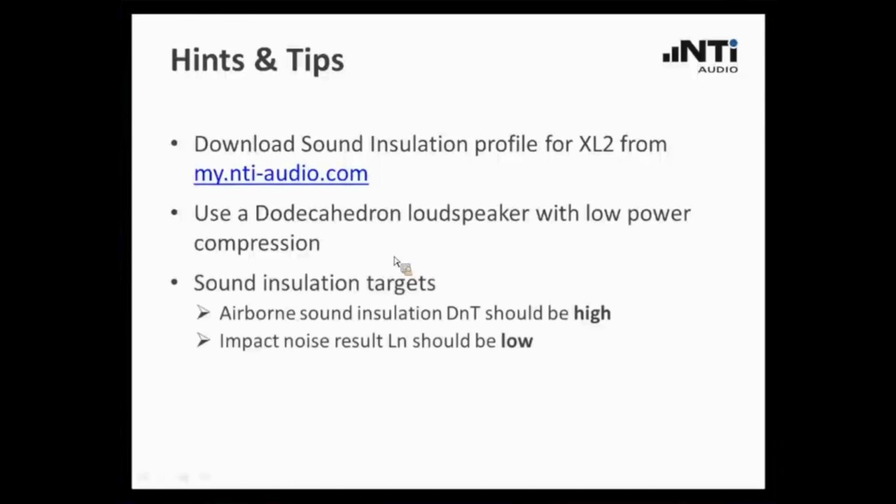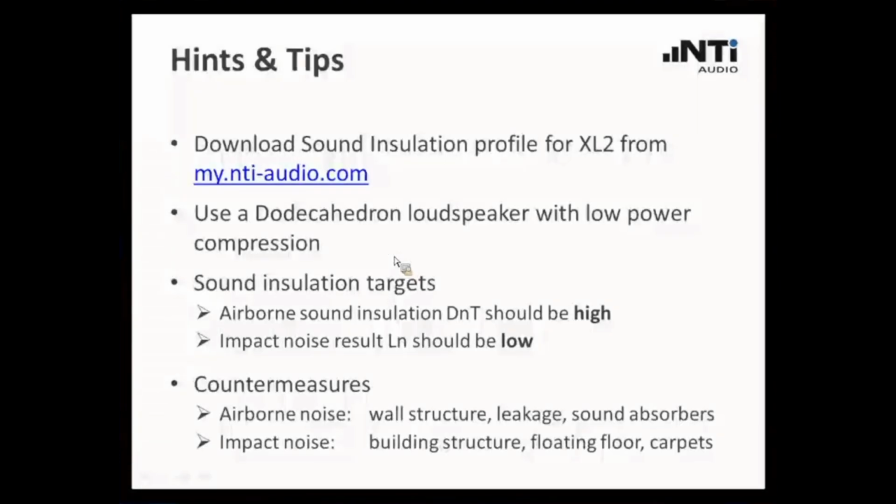Well, what are the targets you're looking for? First of all, airborne sound: the higher the result, the better. So a high airborne sound insulation result indicates that you have a good insulation between the two rooms. With impact noise, it's just the opposite. Here, a low result is what you're looking for, because a low impact noise result means a good insulation between the upper and the lower room.